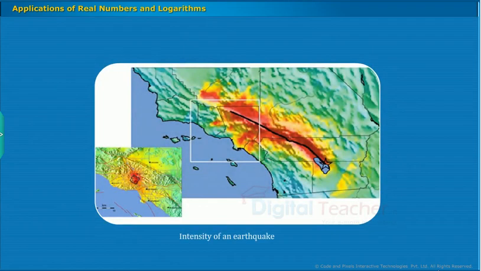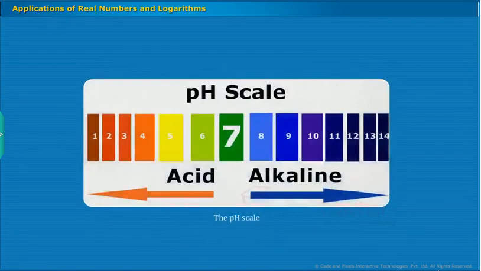The intensity of earthquake is determined by using logarithms. An instrument called the Richter scale is used to determine this intensity. Measuring acidity using the pH scale or concentration of ions involves logarithms.